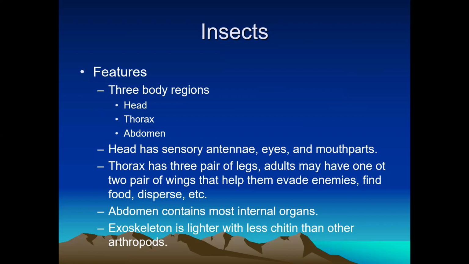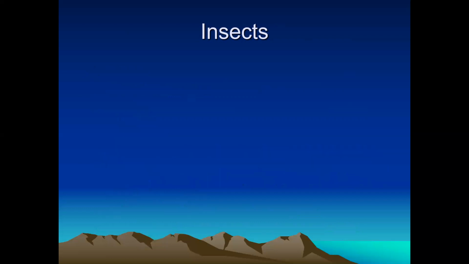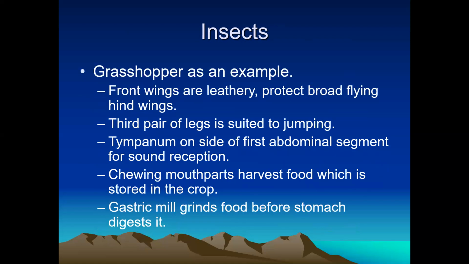We have 3 body regions again: head, thorax, and abdomen. We have all these sensory organs that you can see listed there. The abdomen contains most of your internal organs. The exoskeleton is lighter. It has less chitin than other arthropods, and you don't see calcium carbonate deposits in it either. So this is so they can fly. Now, not all insects fly, but a lot of them do. And the ones that do have to have a light body in order to do that. So the reduced amount of chitin reduces the weight.